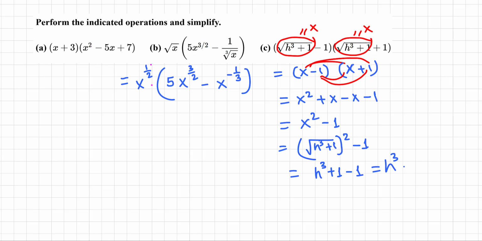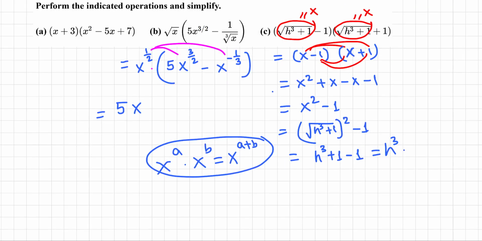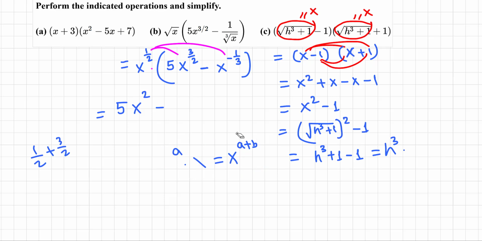Now we multiply, so we distribute this and then this. When we multiply, we can add the exponents because we have the same base. So here's 5 times x to the 1/2 times x to the 3/2. When we have x raised to some power times x raised to another power, we simply write x and add the exponents. So x to the 1/2 plus 3/2. What is 1/2 plus 3/2? That's 4/2, which means 2. So 5x squared minus, and in the same way we can multiply here.